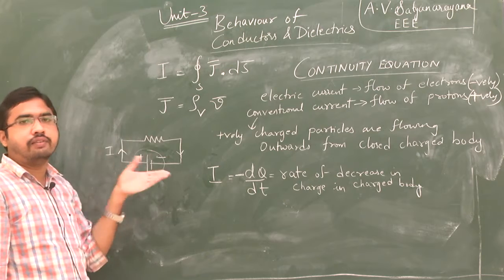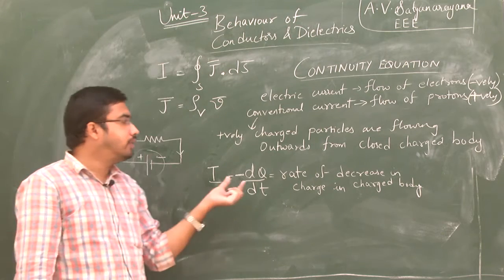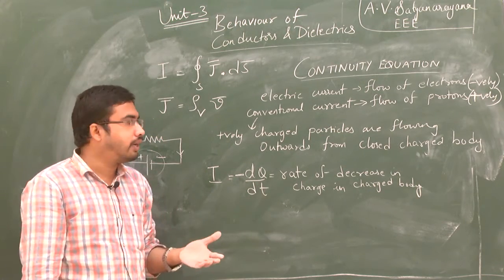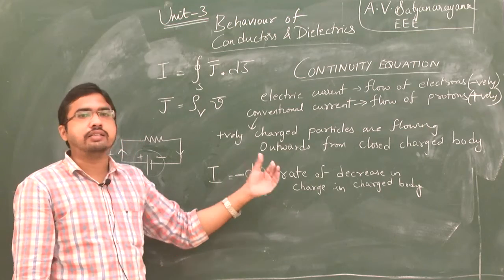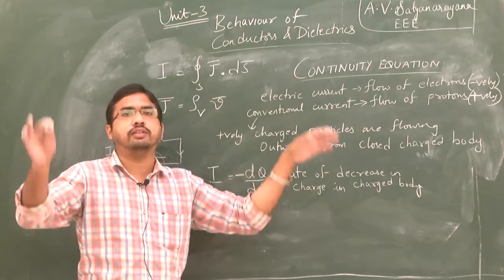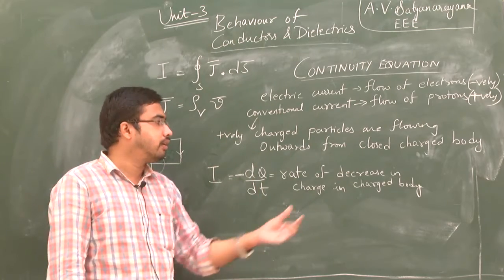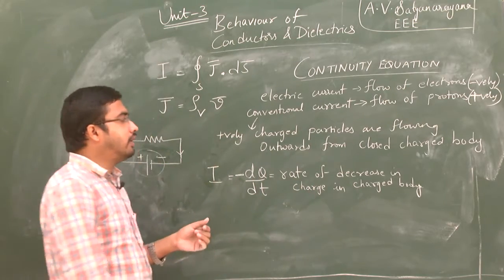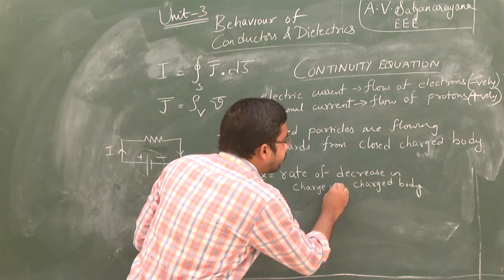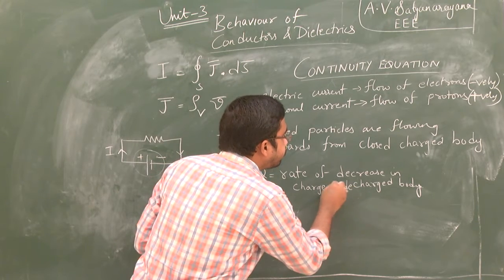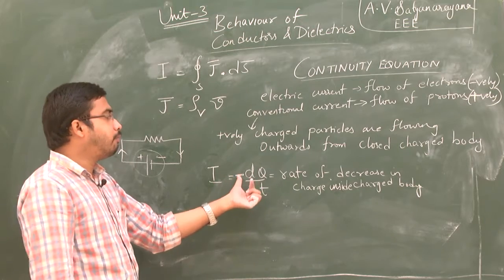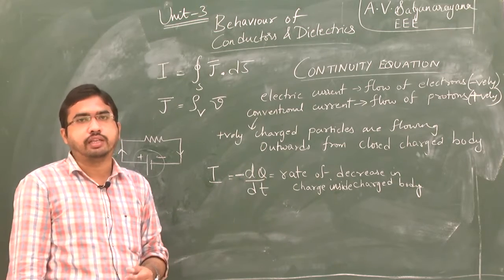As it is giving away the charge, what will happen to the rate of the charge inside the charged body? That rate of the charge inside the charged body will decrease because it is going on giving the charges that is present in it. So rate of decrease in charge we can write inside the charged body. Okay, so that's why I am expressing minus dq by dt.